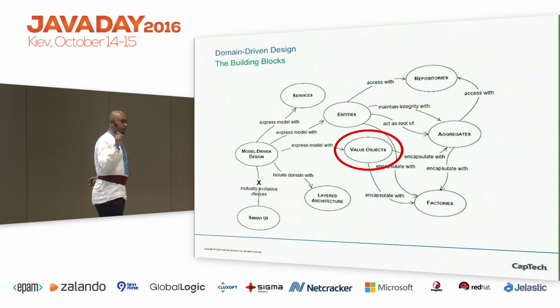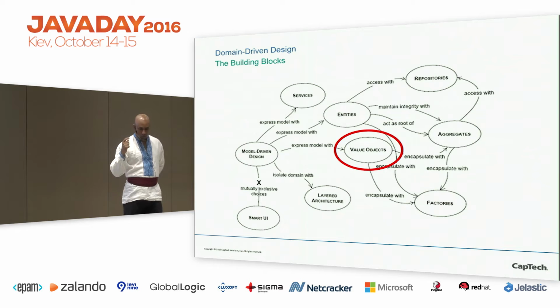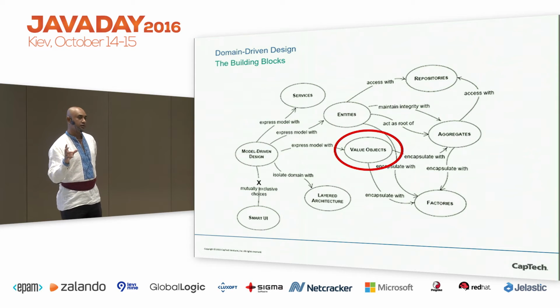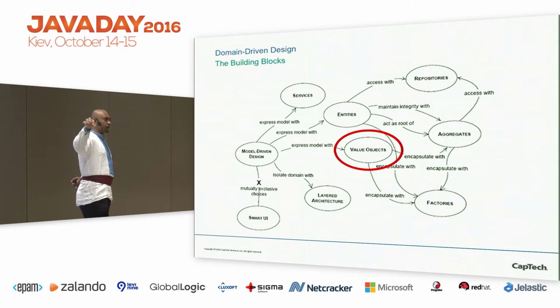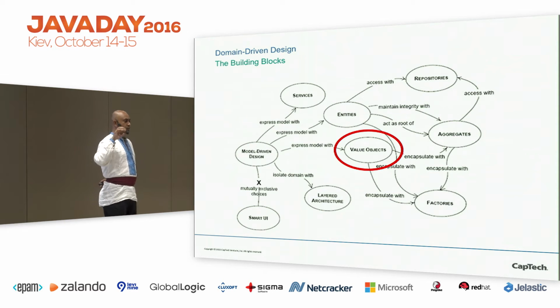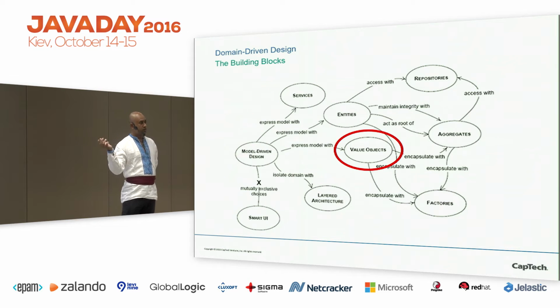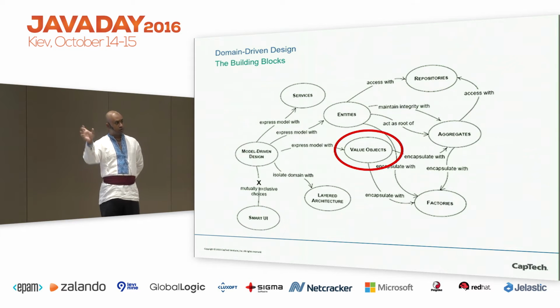Okay. So let's think about value objects for a second. One of the core principles of object orientation is actually composition. So a thing is composed of other things. When something is composed of other things, the things that it is composed of do not need an identity on their own. It can derive its identity from its parent object, the thing that actually encapsulates it.